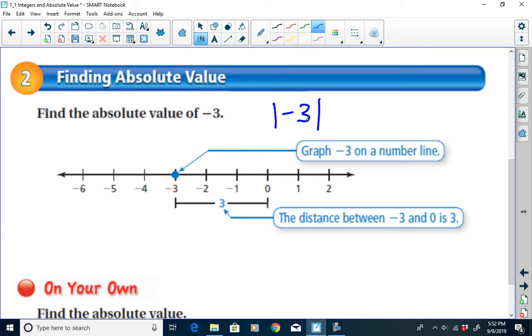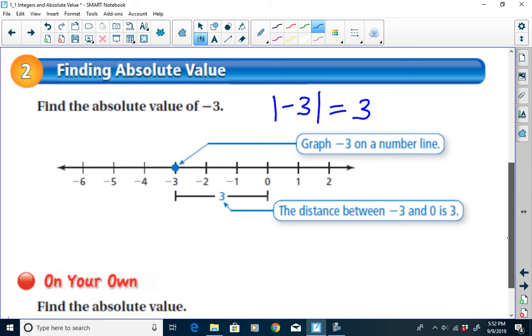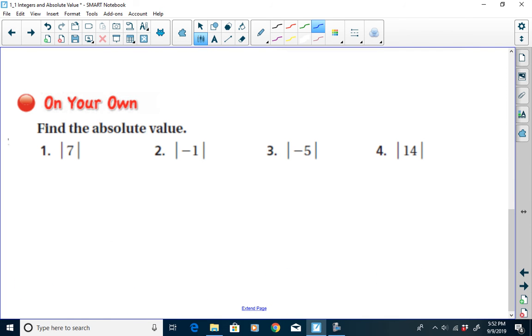The absolute value of -3, you're being asked, how far is -3 from 0? Well, -3 is 3 units to the left of 0. So the absolute value of -3 is going to be equal to 3. All right, if we look at these examples here, if we're asked to find the absolute value of 7, we're being asked, how far is 7 from 0? Well, 7 is 7 units from 0. So the absolute value of 7 is 7.